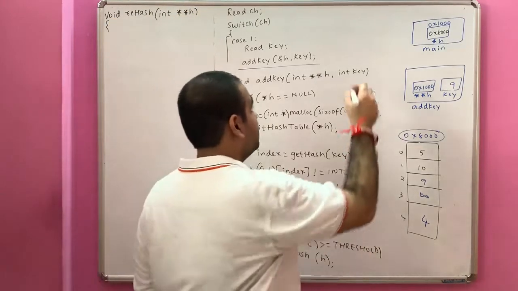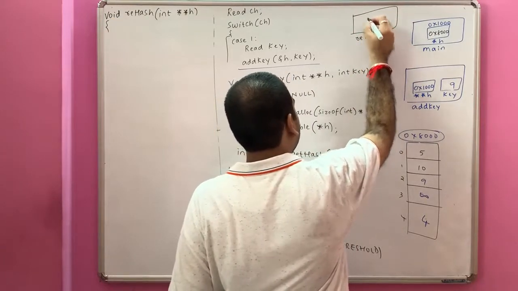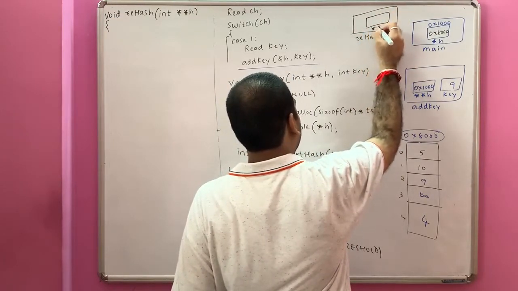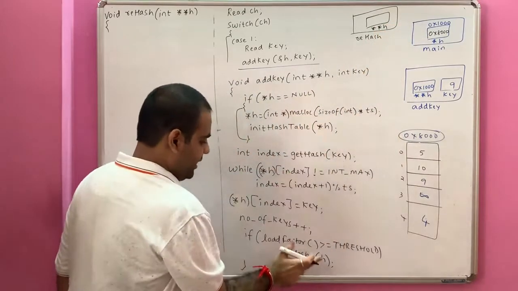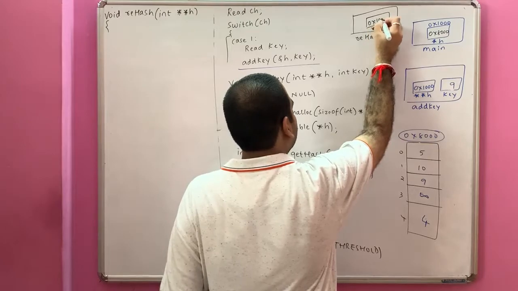Now whenever you call the rehash function, the scope of the rehash gets activated. There is one parameter called as star h, and h from add key will be copied. And what is h in add key? It is 1000. 1000 is copied.